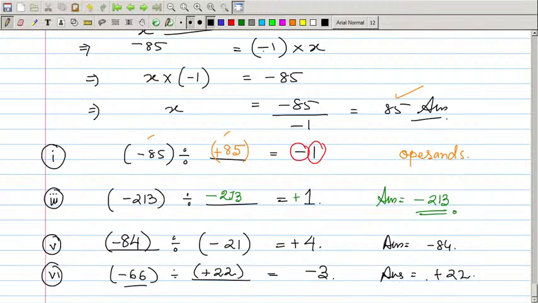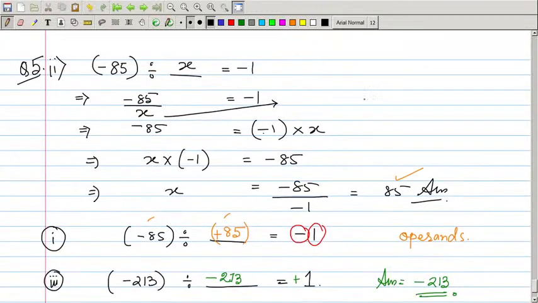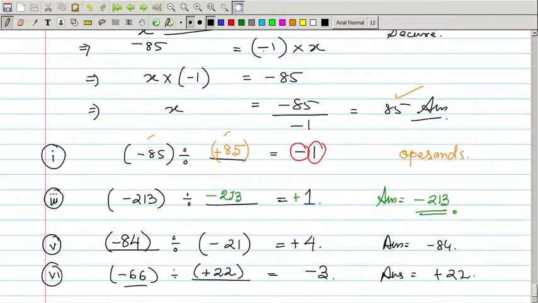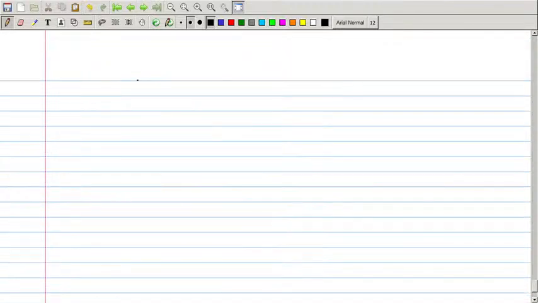This is how you will do it orally. No need to waste time in doing this. If you are not confident in doing it orally, then you go with this method. This method is a secure method. You will never go wrong. But I would suggest you do both initially in your rough copy, and then when you become confident, you switch over to this method. Okay. Next, we'll do question number 6.